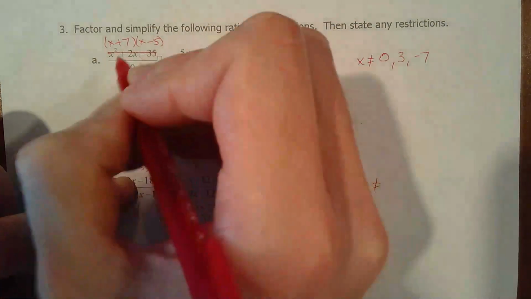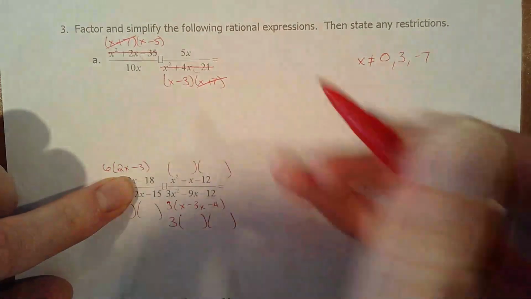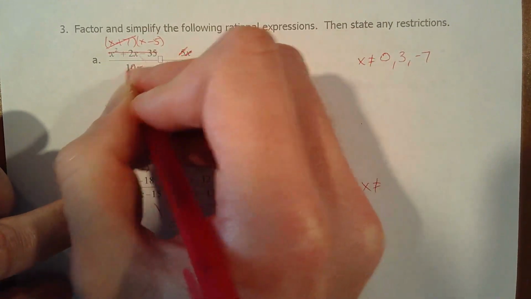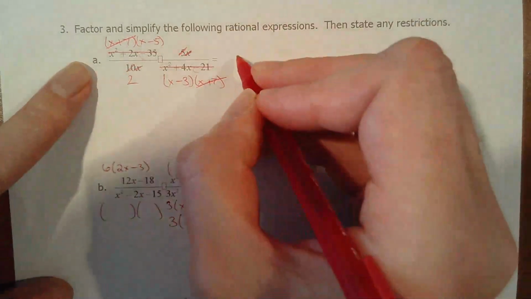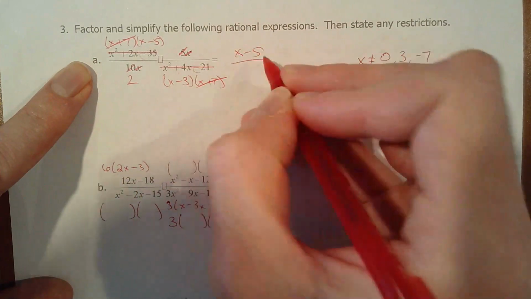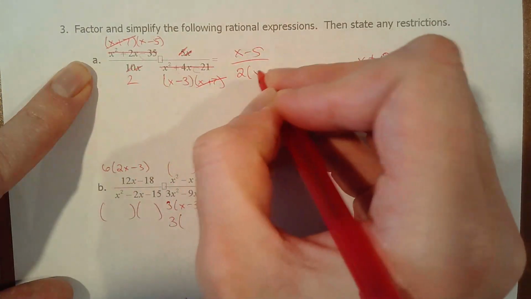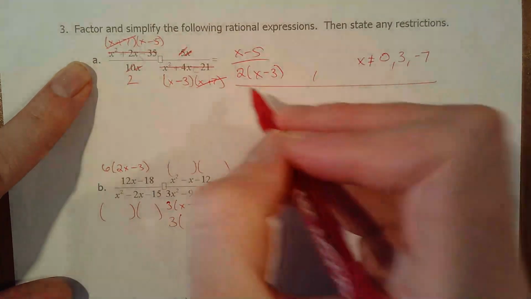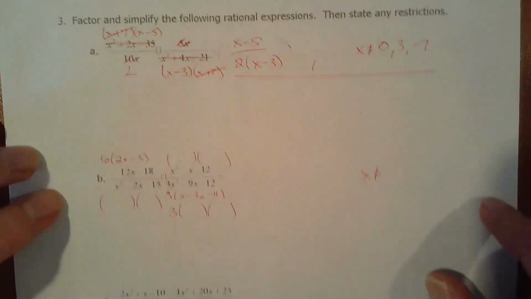Now start doing some canceling. X plus 7, x plus 7. Here the x's, 5 and 10 would be a 2 on bottom. So this would be x minus 5 on top, and then 2 times x minus 3 on bottom with those restrictions. Okay, so there's the answer as long as x doesn't equal that.